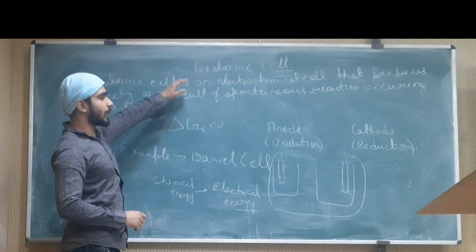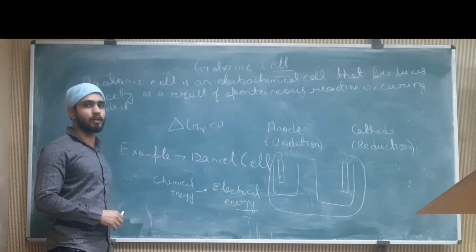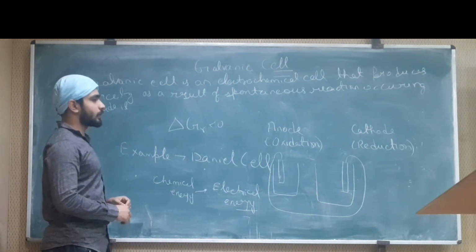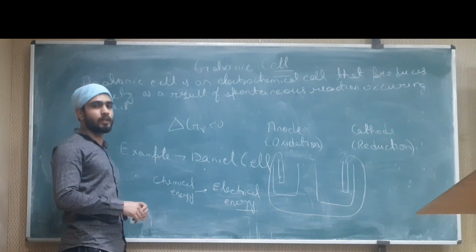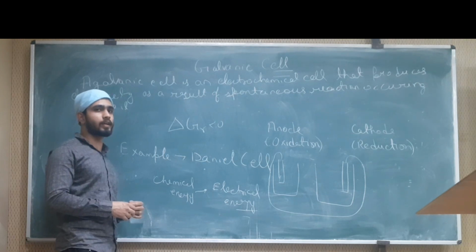Our topic will be the galvanic cell. So we will see what all things are there in the galvanic cell. As we know, electrochemical cells are used to convert electrical energy to chemical energy or chemical energy to electrical energy.